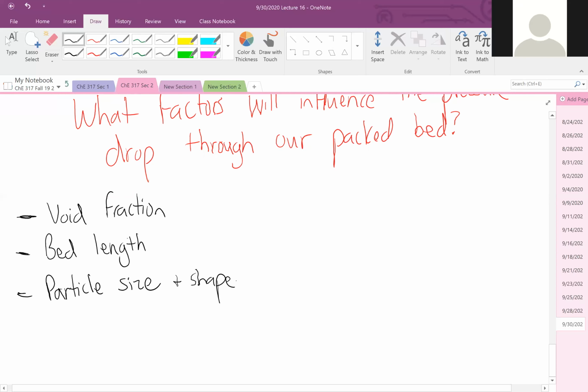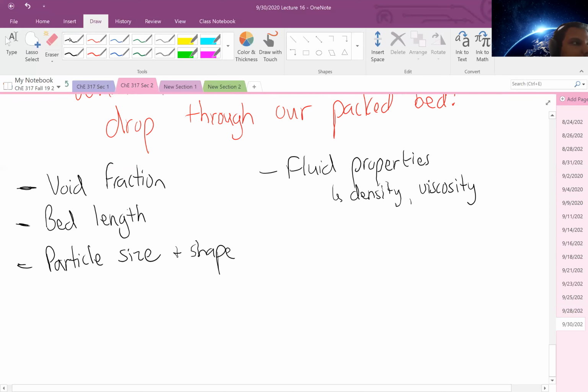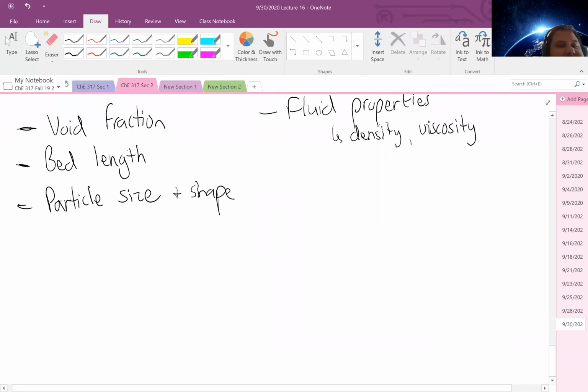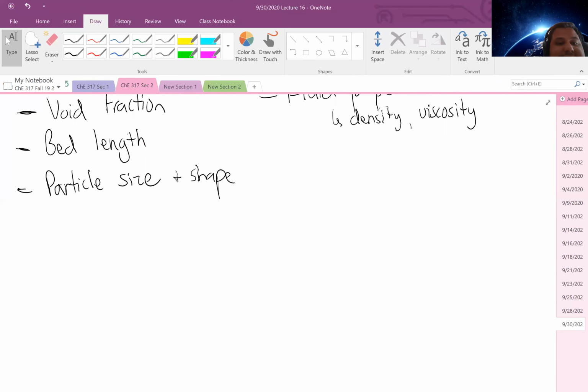Viscosity. Yeah, our fluid properties. Things like our density, viscosity. That is correct. And so, if we're looking at this, a couple things we have to consider, which you've identified.